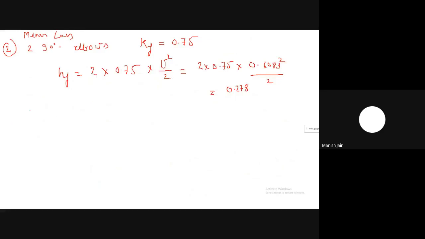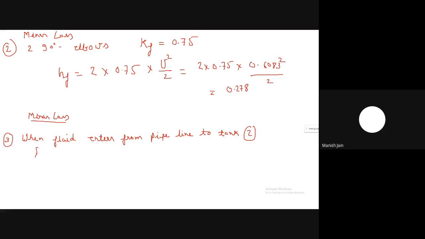Now the third type of minor loss is when fluid enters from the pipeline to tank 2. At this point you have the sudden expansion.